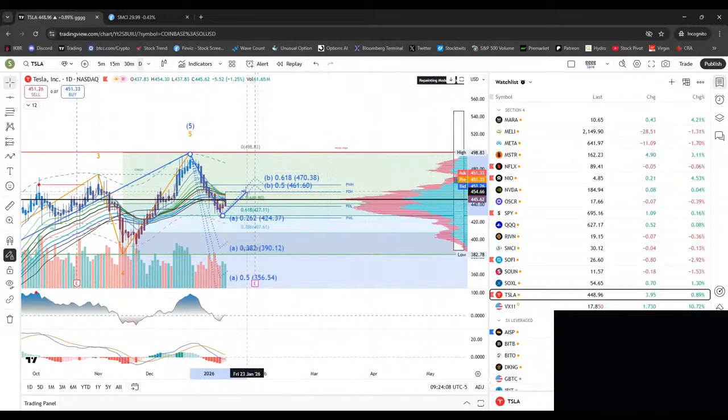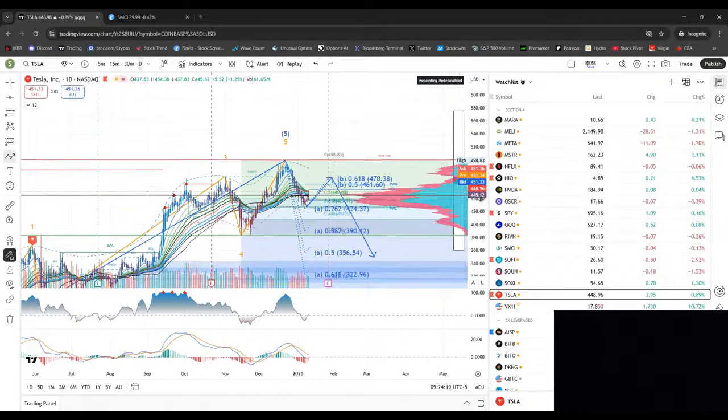This same chart right here, if I show you, very similar setup. So what is happening? High point right here. Let me show you. Very similar chart happened on HIMS.